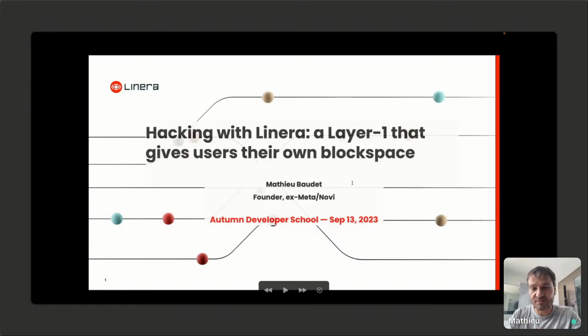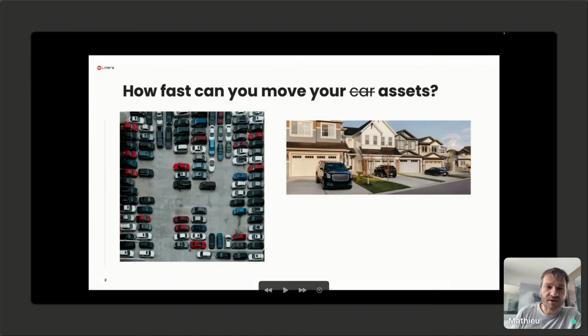I'll start with a very simple analogy. If you have a car, and let's say the car represents some assets you have on chain, there could be a scenario where you have your car in the middle of a very secure but very crowded parking lot, and there could be a scenario where you have your car in your own garage. If you have your car in the parking lot and you want to move your car, the first thing you need to do is to find the valet, and then maybe there's going to be other users that need to move their car first, and it can take a little bit of time. As opposed to if you have your own garage, you can just take the keys of your car and use it to go wherever you want.